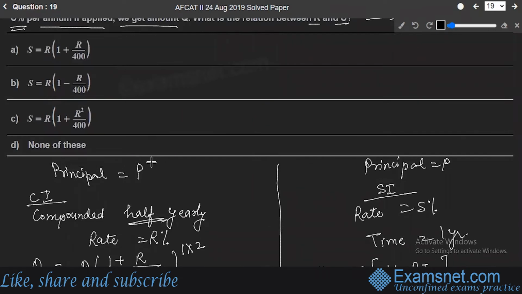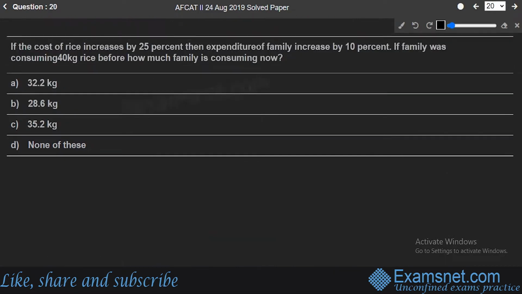So, which is the correct answer from here? Option A. Hope this is clear. Let's move to the next question then. Question number 20.